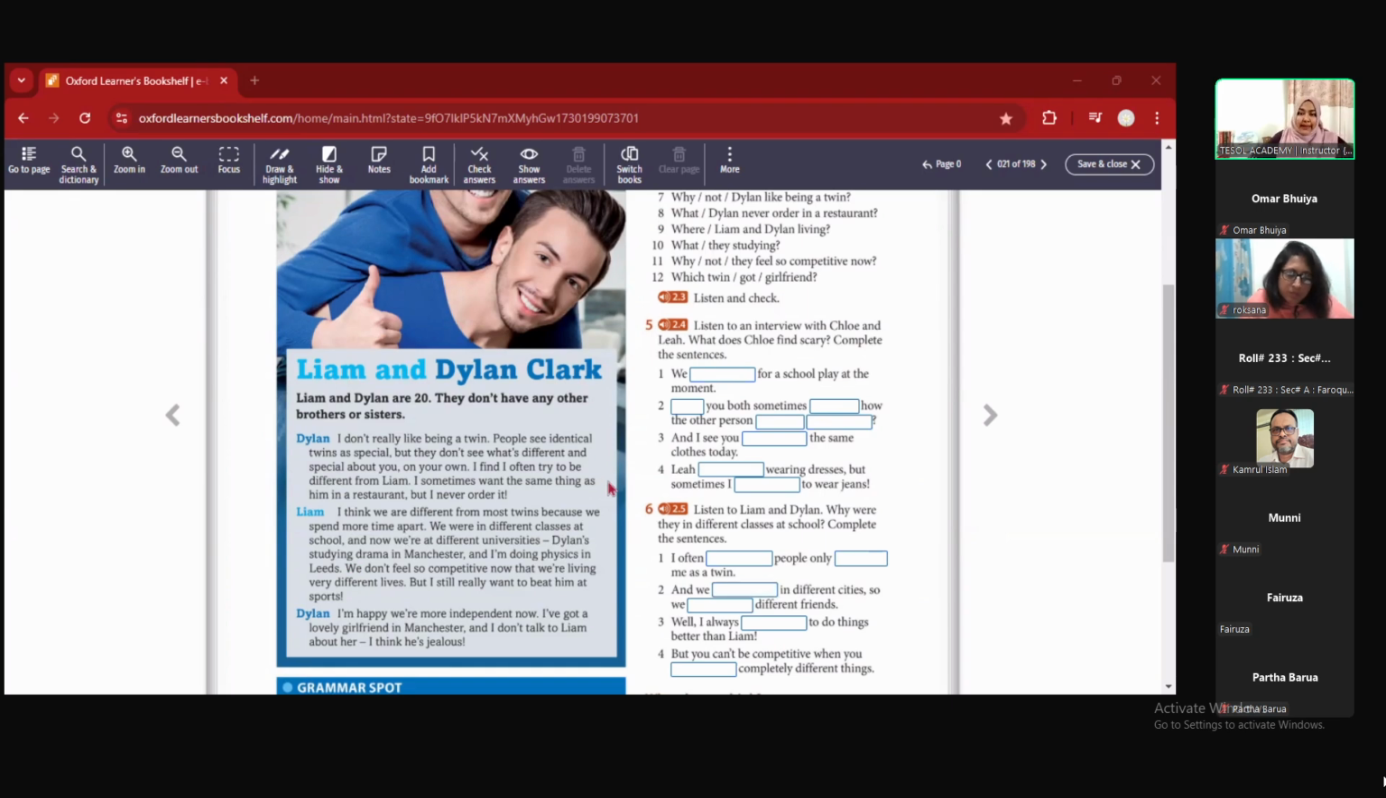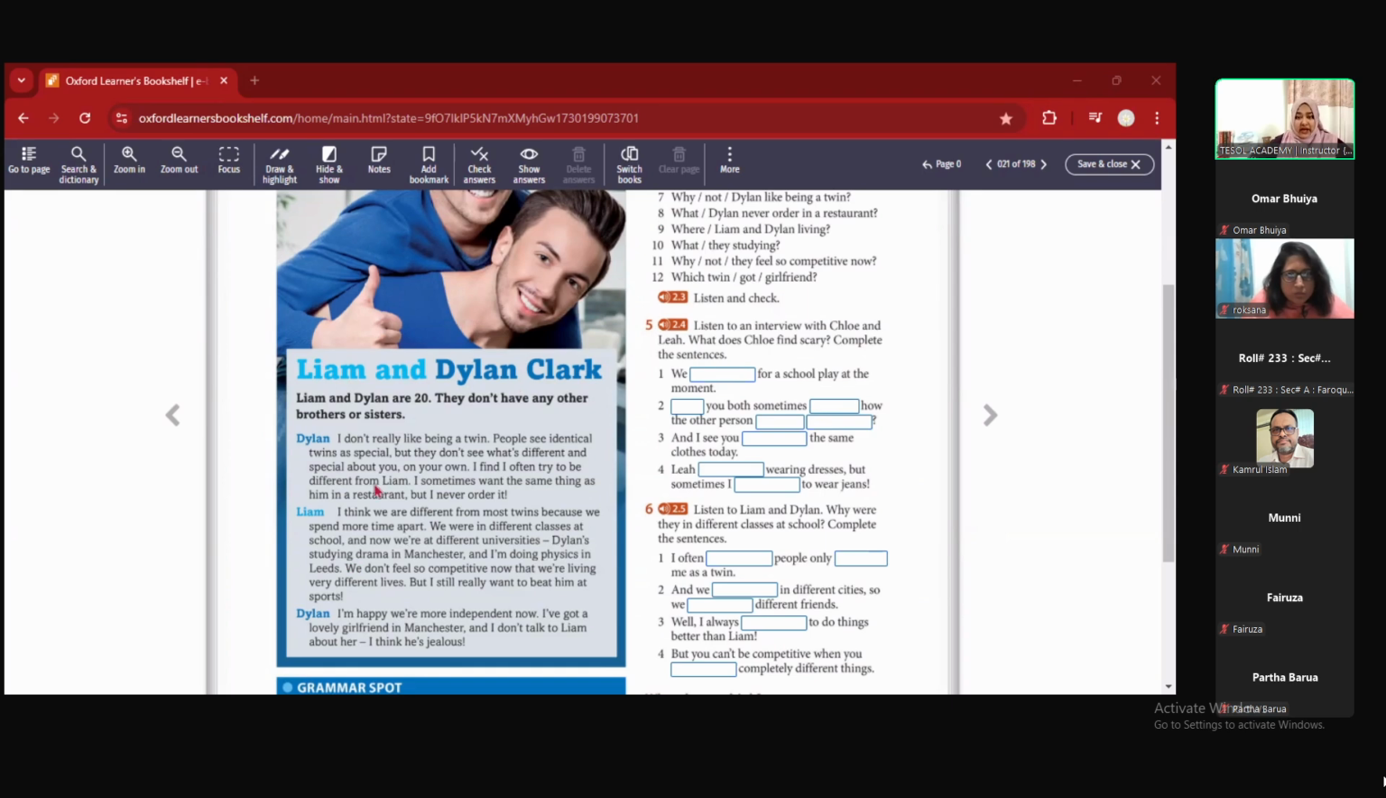So, okay, I blabbered a lot. Let's read it and then you will understand better as well. So let's start reading. I'll read it for you once and then I'll make you read it, okay? So Liam and Dylan Clark. Liam and Dylan are 20.